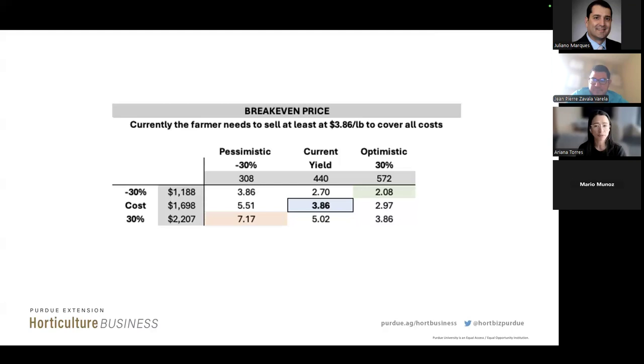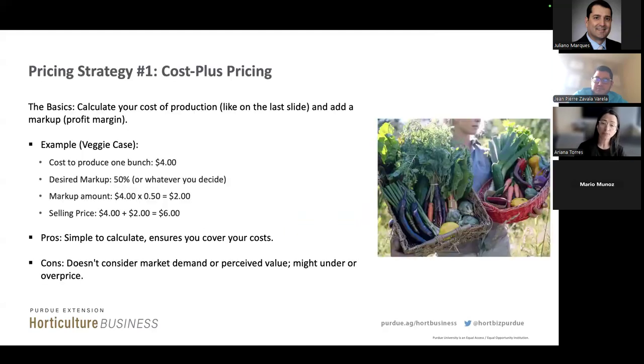Why is it important? Because when you go into the market, you may be thinking, well, I don't know how much I'm going to charge, but you know how much you have to at least charge. And this is your break-even price. And this is a price that is going to be determined by all the data that you answered in the HortCalculator. So using the break-even price, we then decide what pricing strategies we want to understand. The first one is cost-plus pricing. This is the simplest strategy. You probably are familiar with it.